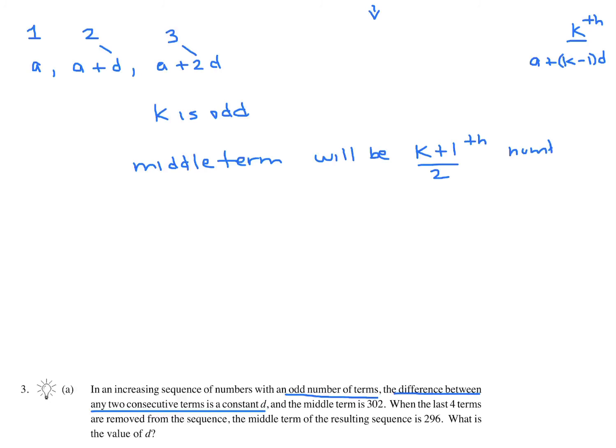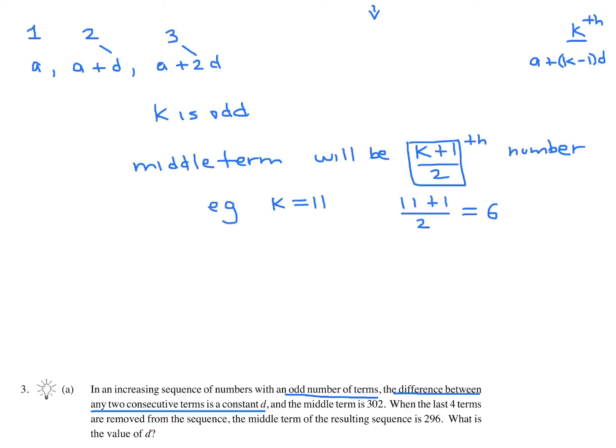Now, if you're not convinced of that, you think, well, how am I supposed to know that? Well, just think about it. If k is odd, let k equal, say, 11, right? If you have 11 terms, what's the middle term? It's the sixth term. You can easily figure that out in your head, or you can just write down 11 terms and pick the middle term. Mathematically, it's 11 plus 1 divided by 2, which is 6. And that's how I figured out (k plus 1) over 2.